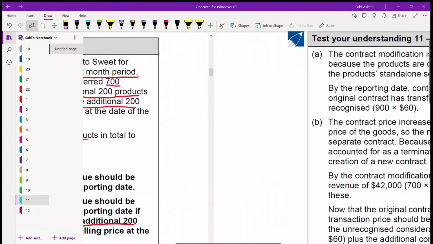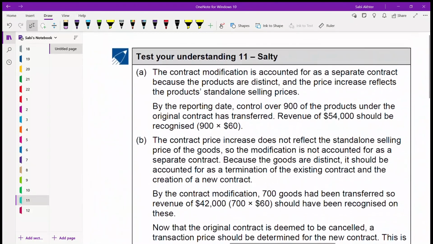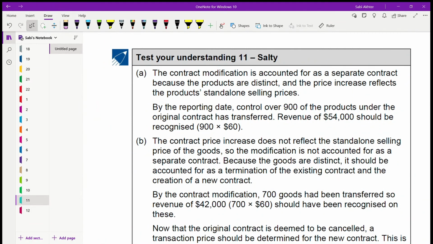So first let us do A, which should be easy for you. It's a contract modification, right? So you need to know whether the contract modification will be accounted for as a separate contract or not. Here it is a separate contract because the products are distinct. You can say 200 products for this, 700 products for this. So it's distinct, and the price increase also reflects the products' standalone selling price.